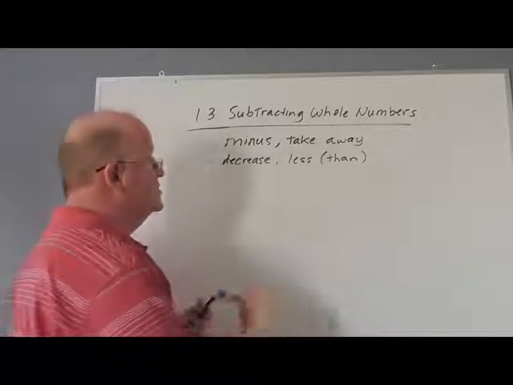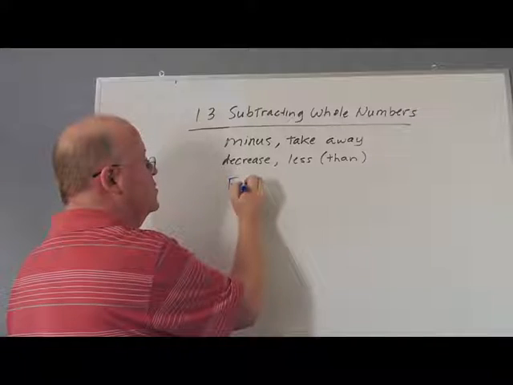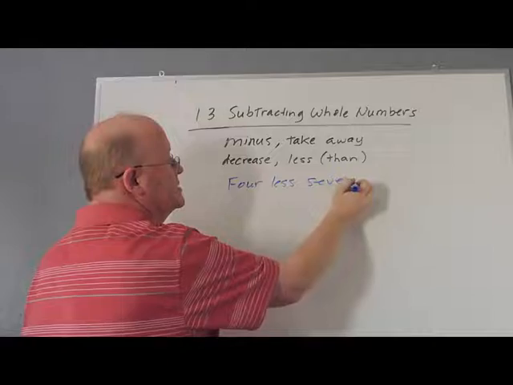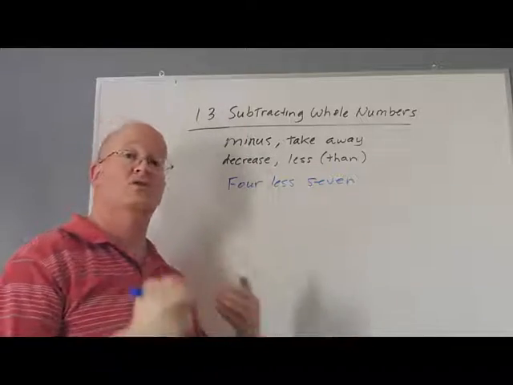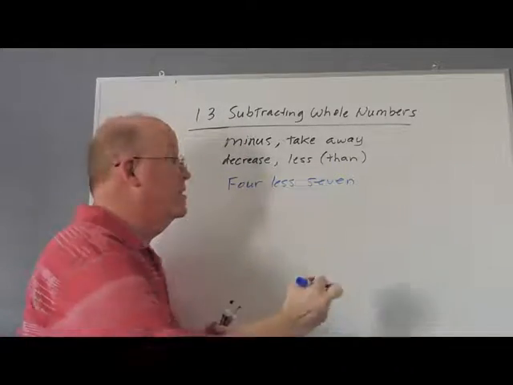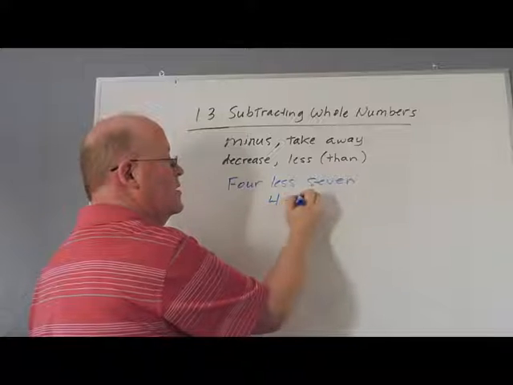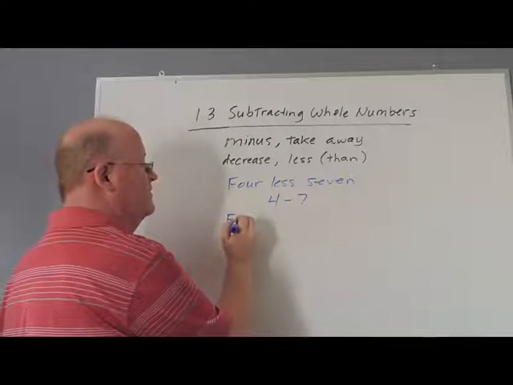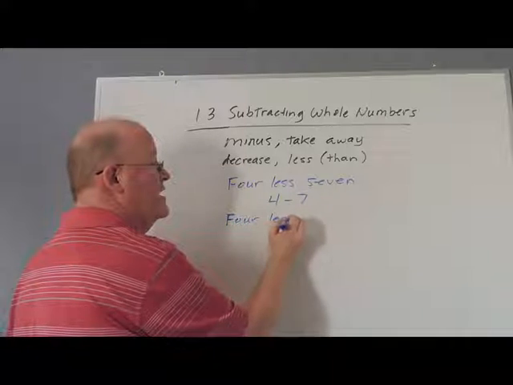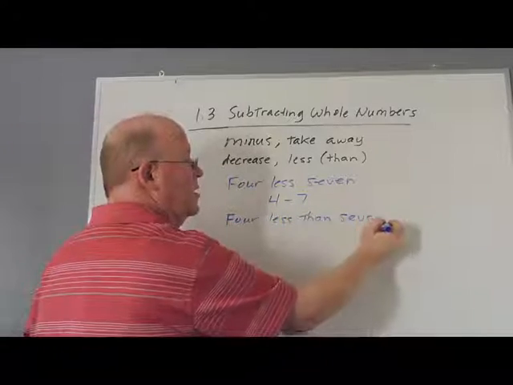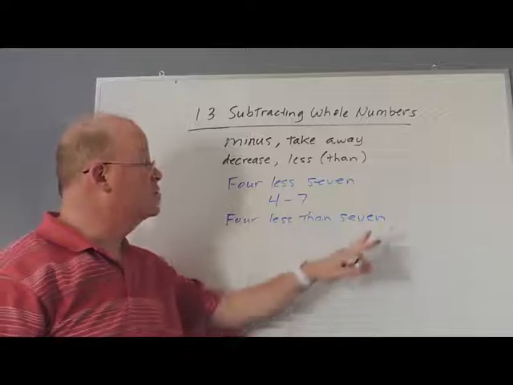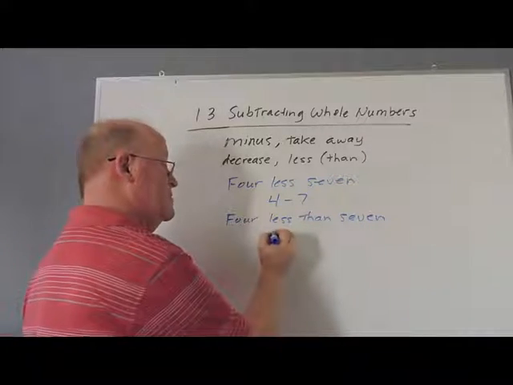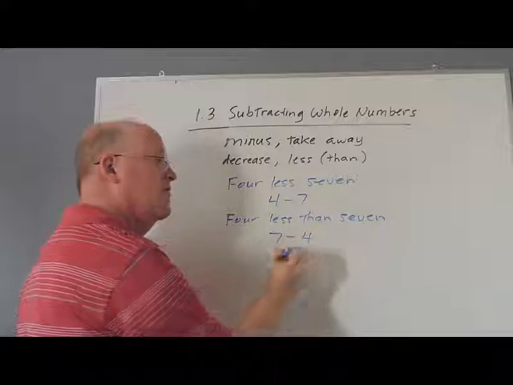If I have something like 4 less 7, basically I'm saying I want to start with 4 and take away 7. That becomes 4 minus 7. But if I say 4 less than 7, it almost implies, well, it does imply, that we're starting with 7 and we're taking 4 less than that. And that becomes 7 minus 4.